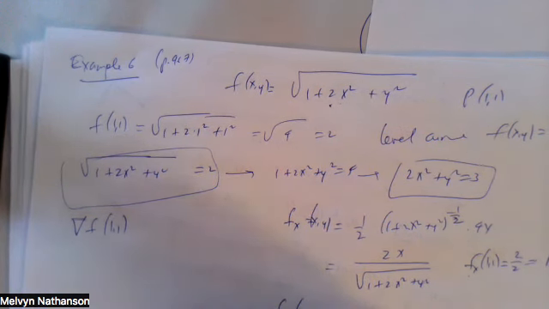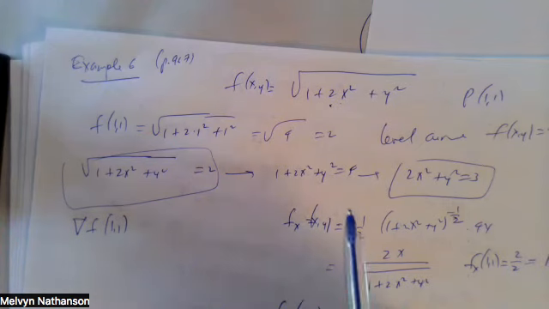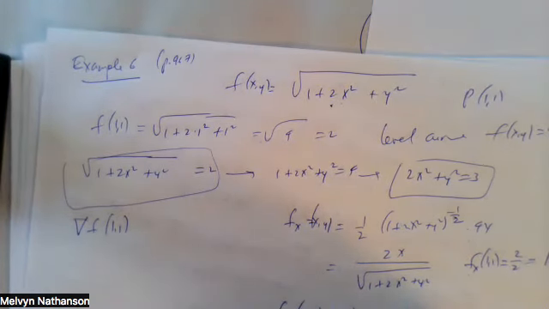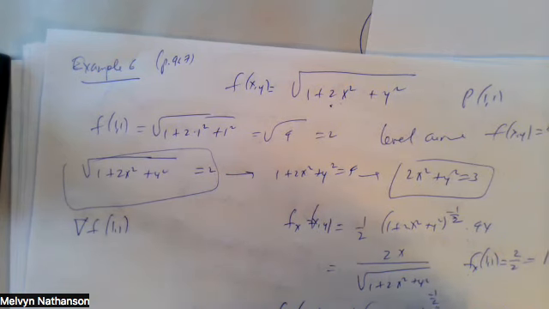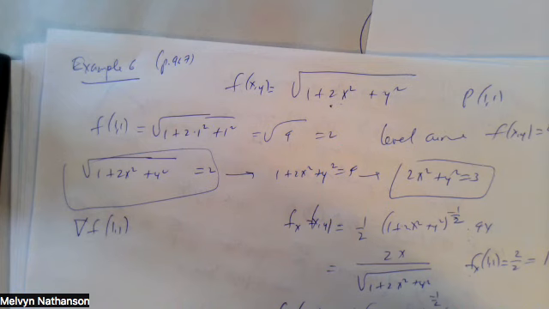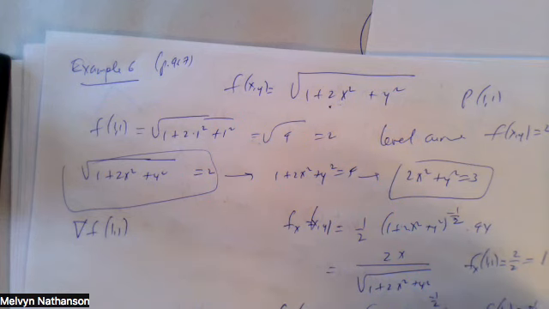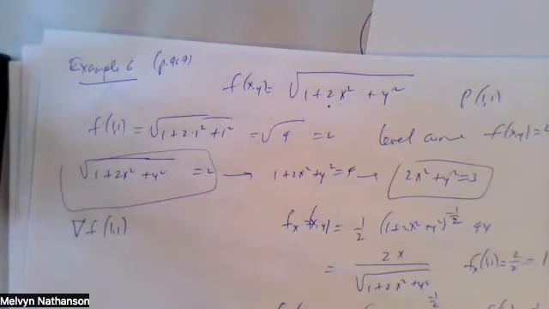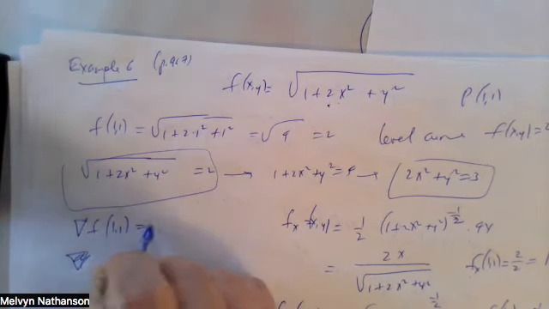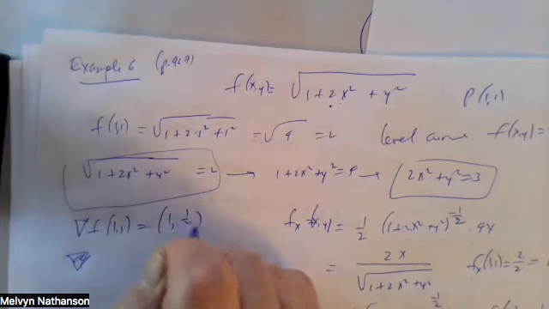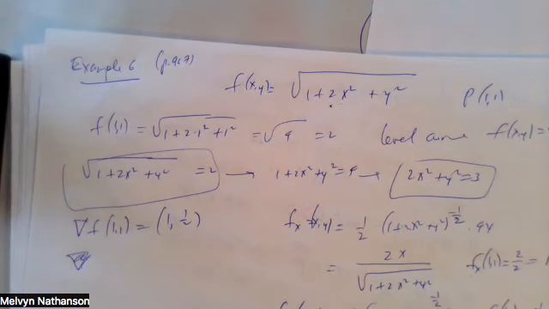The partial of f with respect to y is, when I differentiate this, I get 1/2 times (1 plus 2x squared plus y squared) to the minus 1/2 times 2y. And so the partial of f with respect to y at (1, 1), the 2's cancel, I get 1/2. So the gradient of f at the point (1, 1) is (1, 1/2).